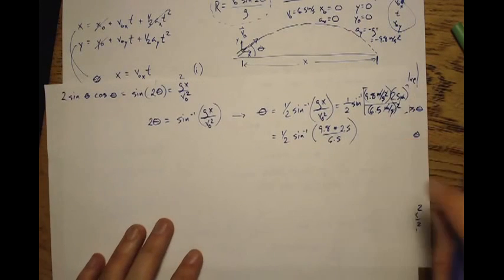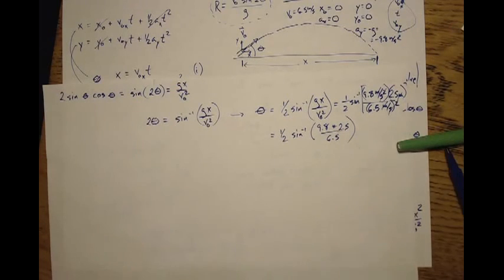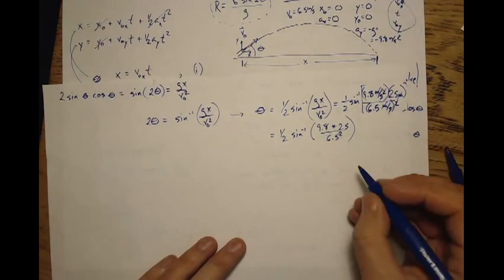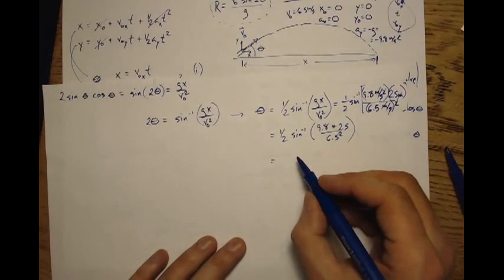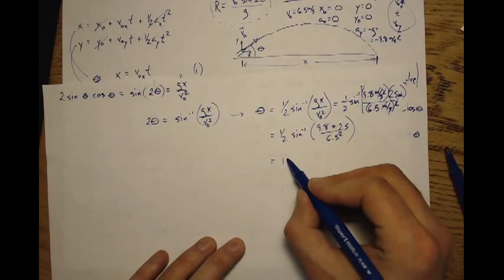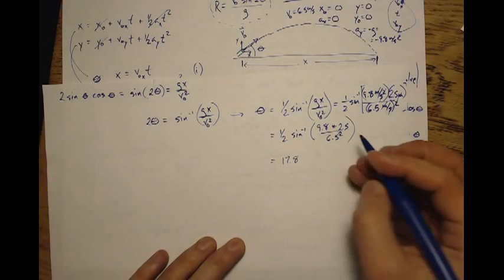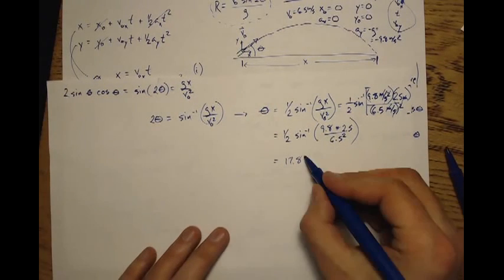Sure enough, oh, this is going to be squared. I didn't have this. If I plug this in, I get 17.76. So I'll say 17.8 degrees.